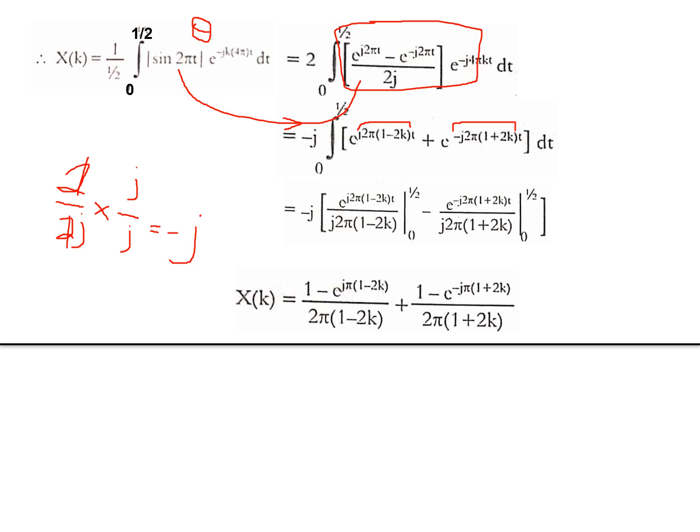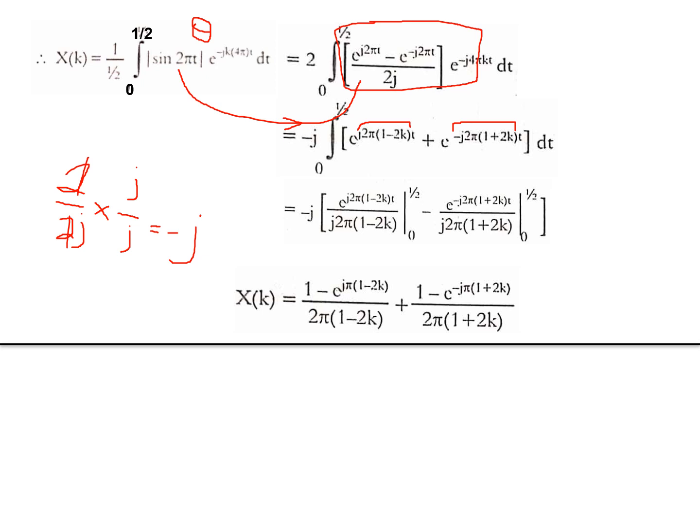This is the end of it. Because they didn't ask about the spectrum, you can simplify this only up to here and leave it there itself. If they ask you for the spectrum, then simply put k is equal to 0, 1, 2, 3, 4, etc. and find the value. It's very easy to find. You can easily find it using Euler's identity.